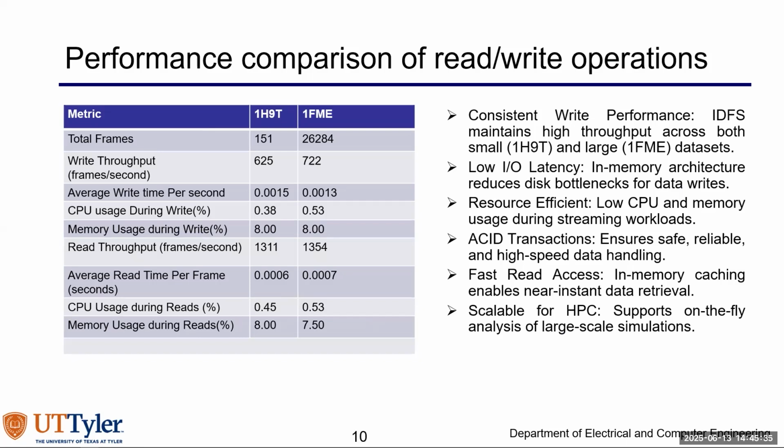Yeah, so if you look at here, the total frame size of 1H90 is 151 and then 284, which is slightly higher. It scales up, the frame size is more, and the average write time per second is also compared with this one, so slightly better right latency when you are increasing the frames.